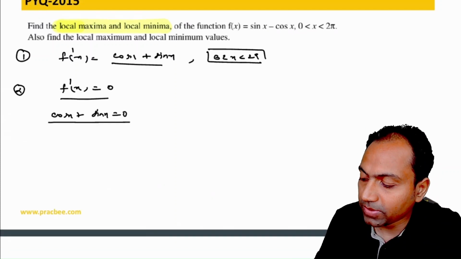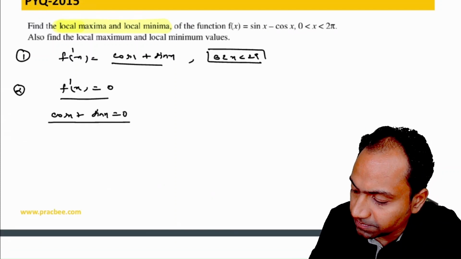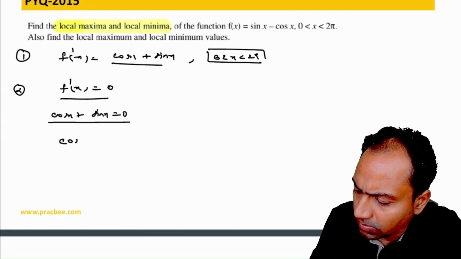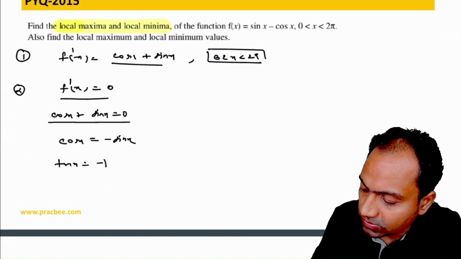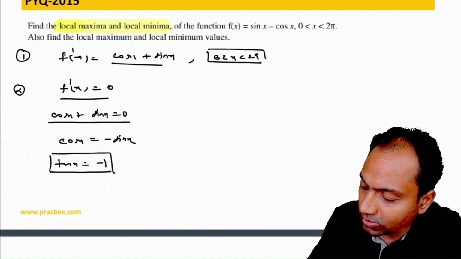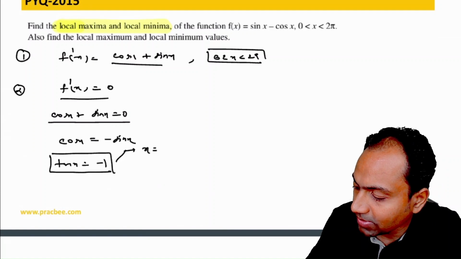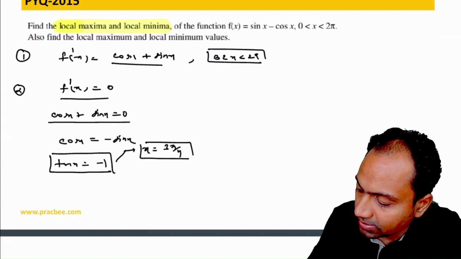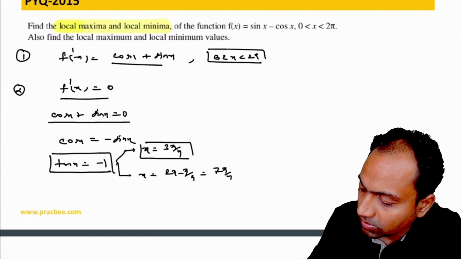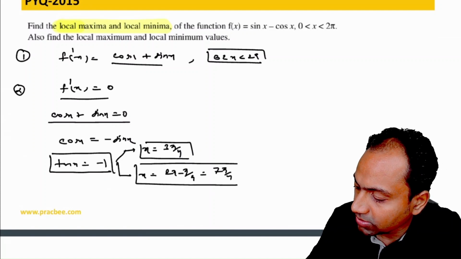And you can see from here that what we are getting is cos x is equal to minus sin x. Or we can write tan x is equal to minus 1. So there are two values corresponding to this for x. One is x equal to 3 pi by 4, that is in the second quadrant. And another value will be in the fourth quadrant, so 2 pi minus pi by 4, that is 7 pi by 4. These are the two values that we are going to consider.